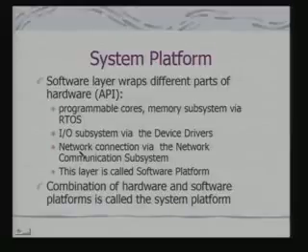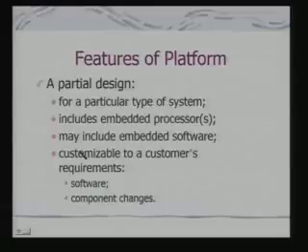Okay. So what will be the features of a platform? In a sense, a platform represents a partial design for a particular type of system. It includes embedded processors, may include embedded software through APIs, actually they do include software, and which can be customized to the customer's requirement by changing the software or through component changes.